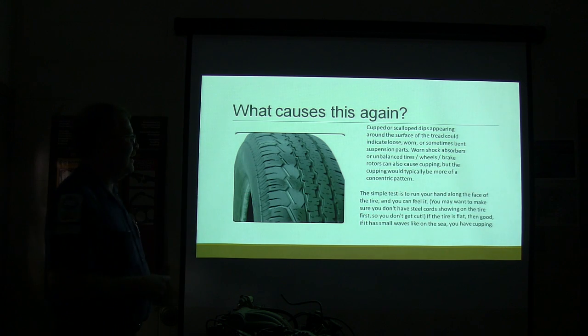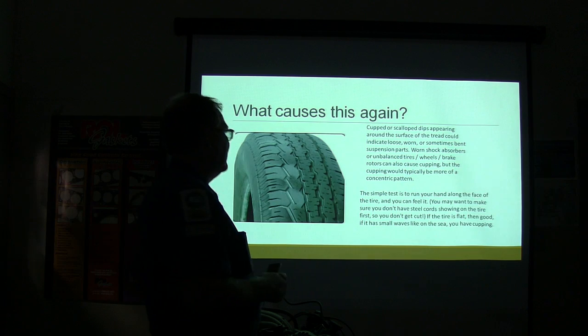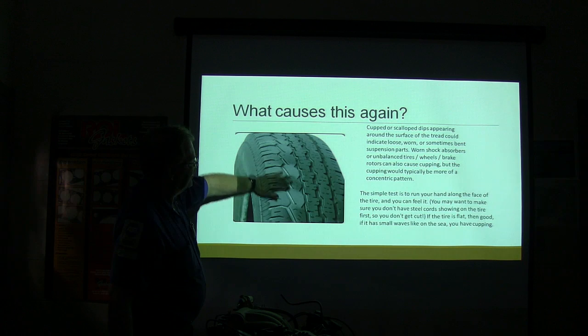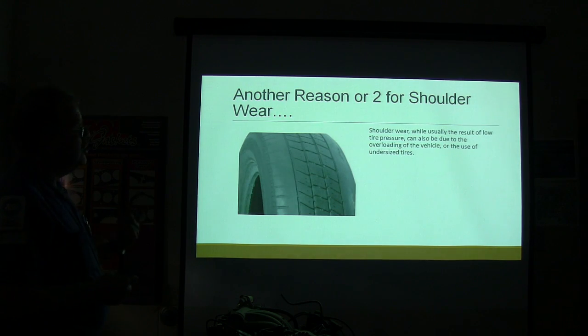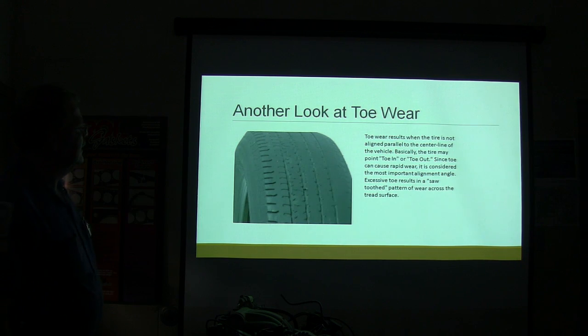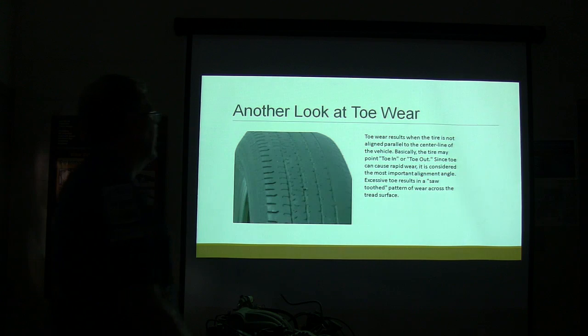All right, if the tire's flat, then good. If it has small waves, flat, good, flat, good, flat. That's what I'm talking about there. Shoulder wear is usually the result of low pressure, can be due to overload of the vehicle, use of undersized tires. See all the stuff that can cause that? Toe wear results when the tire is not aligned parallel to the center line of the vehicle.